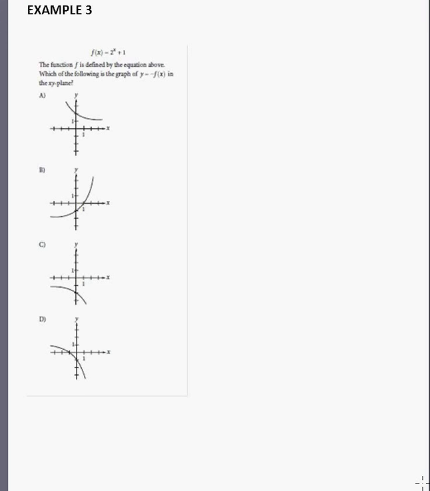Okay, let's look at example 3. You are given a function f of x is equal to 2 to the power x plus 1. And they want you to find the graph of the function y is equal to minus f of x, right? So let's write our function.